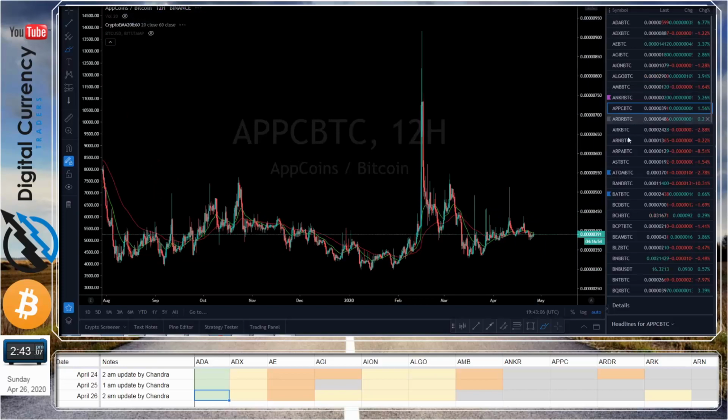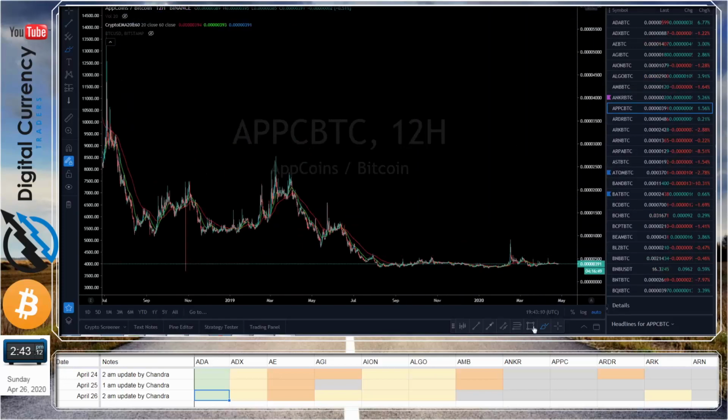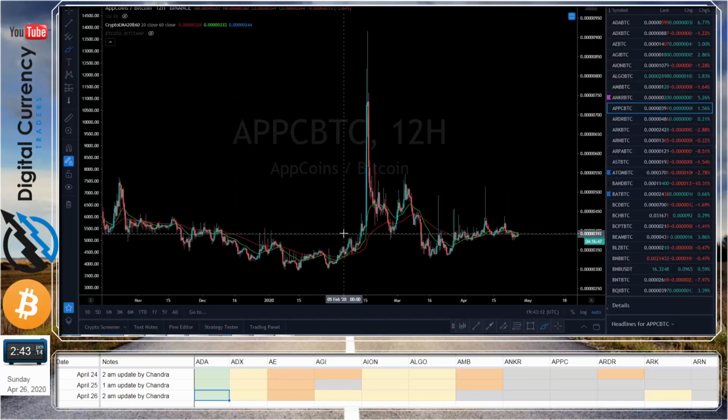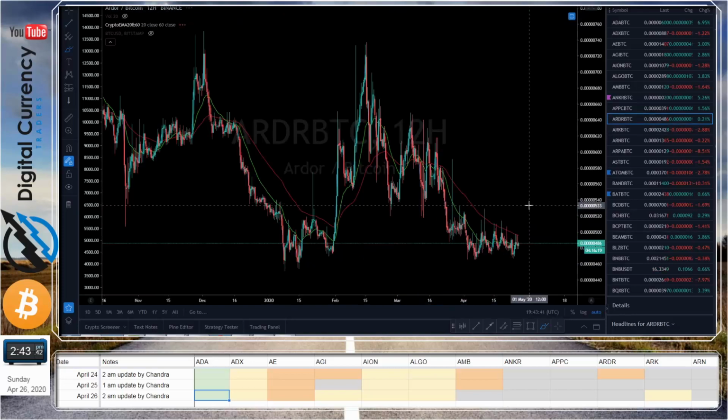Moving on to APPC, also neutral. It's prone to some big moves. It's done some great stuff in the past. It was a pump and dump here earlier. So a small investment in it might be prudent. It is building higher lows, and it is making the 1, 2, 3 formation. So let's continue on to Ardour.